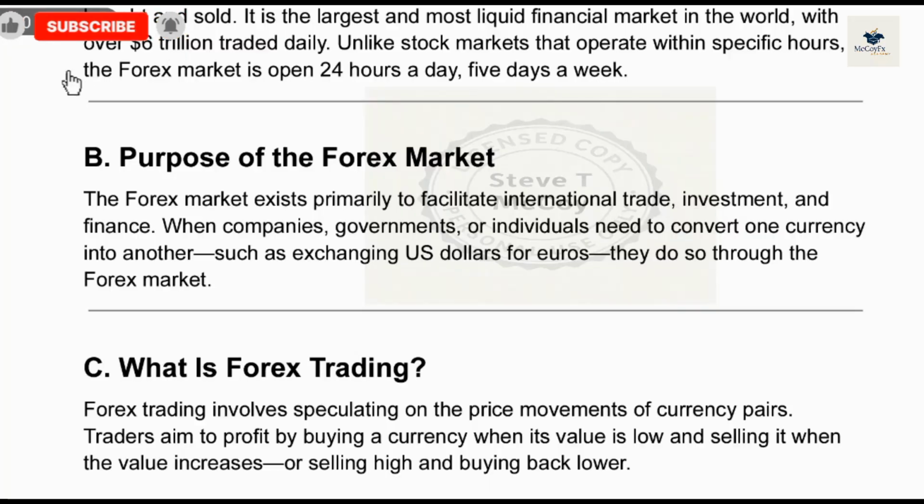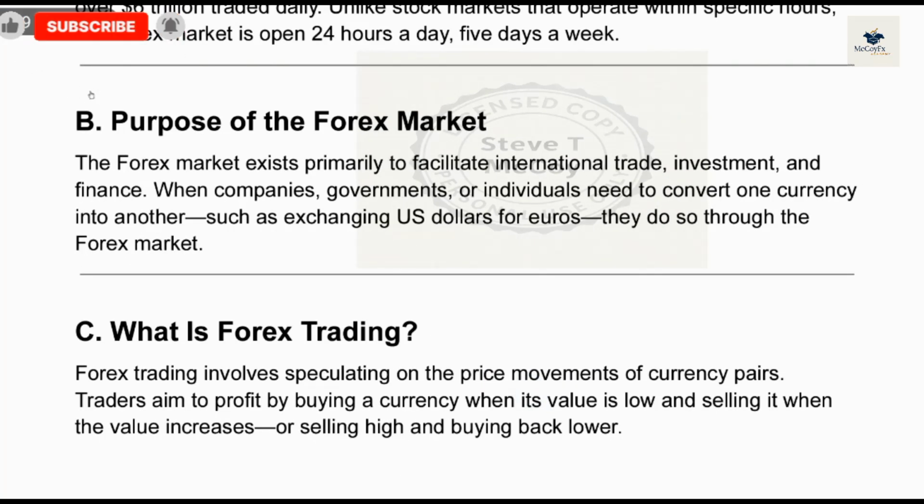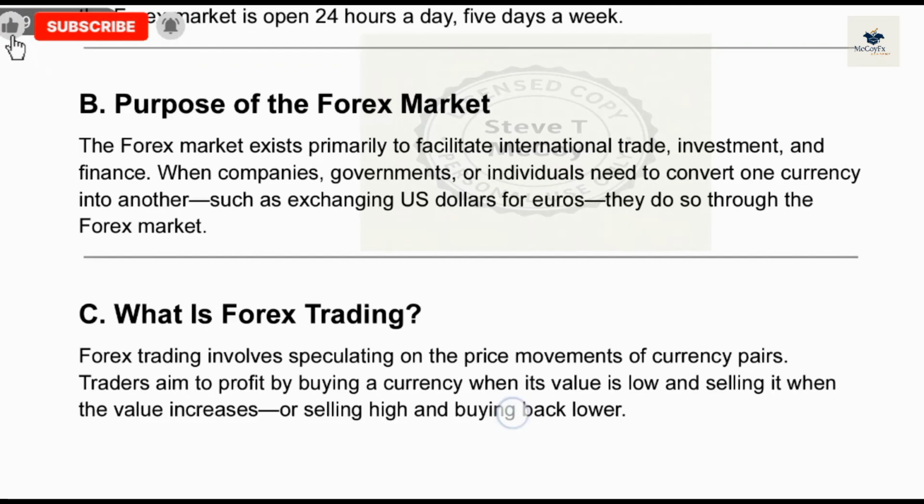B. Purpose of the forex market. The forex market exists primarily to facilitate international trade, investment, and finance. When companies, governments, or individuals need to convert one currency to another, such as exchanging US dollars for euros, they do so through the forex market.